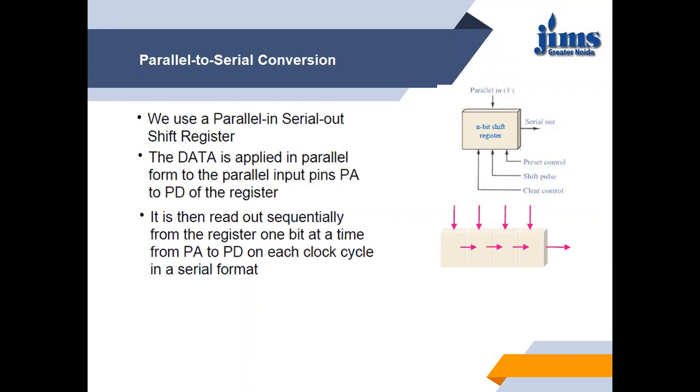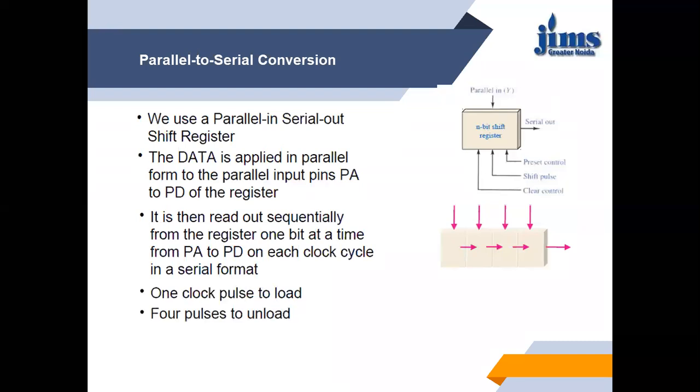It is then read out sequentially from the register, 1 bit at a time from PA to PD on each clock cycle in serial format, as we have done in the serial in, serial out register. For a 4-bit register, we require 4 clock pulses to fetch out the data. To load the data, a single clock is required, so with a single clock all 4 bits are loaded into the register, and when we are unloading the register, it requires 4 clock pulses.